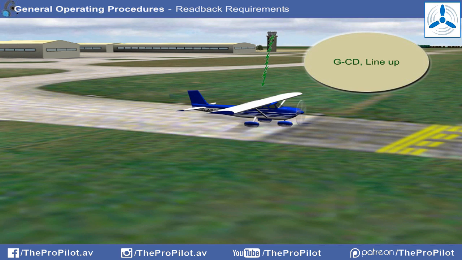Golf Charlie Delta, line up. Lining up, Golf Charlie Delta.